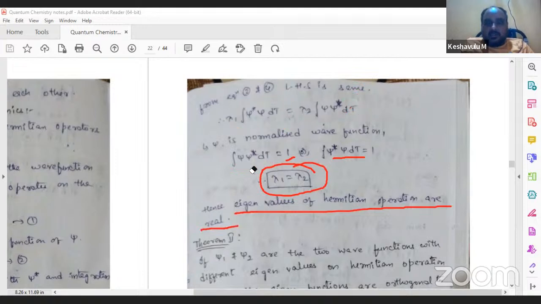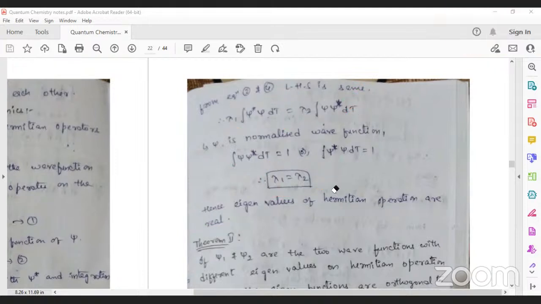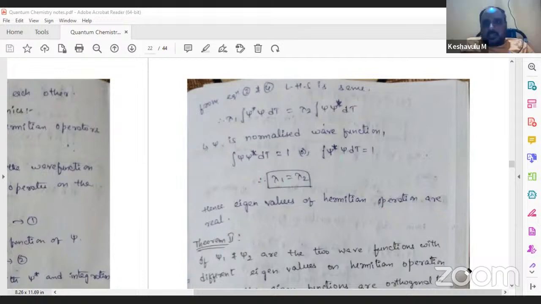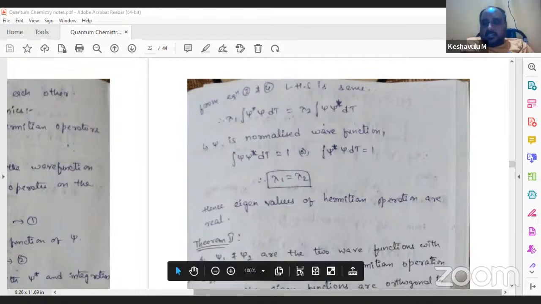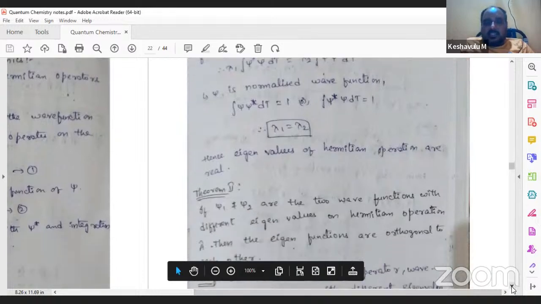Yes, is it clear? Yes, sir. Yes, sir. Yes, sir. Yes. Okay. Now another theorem will be there. So we'll see the second theorem.